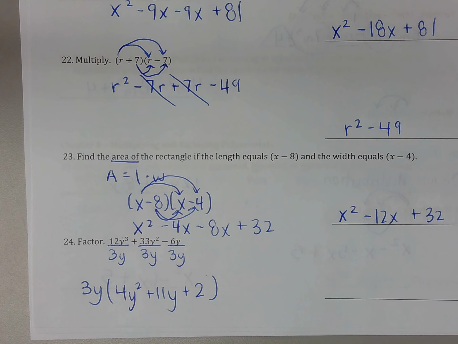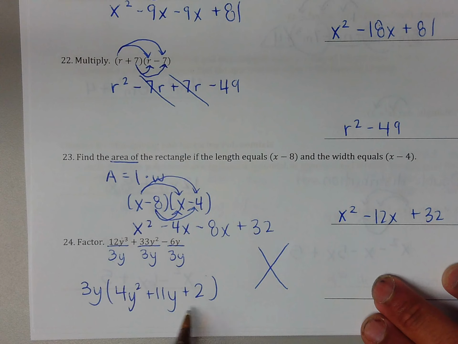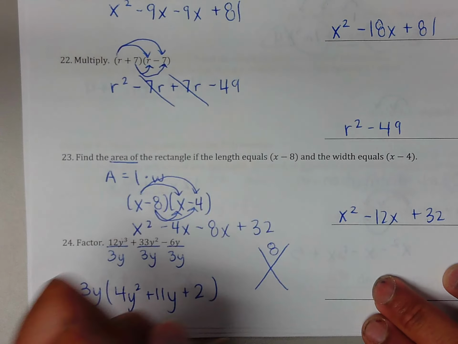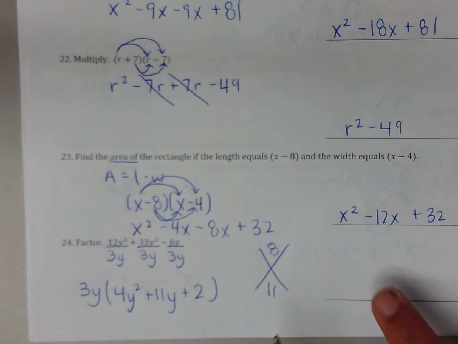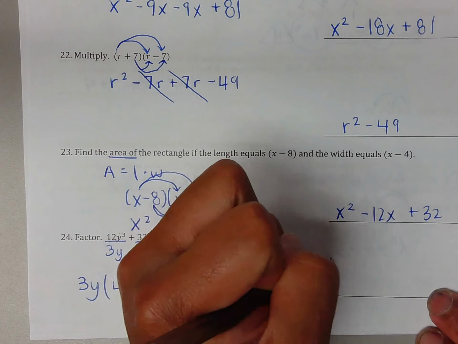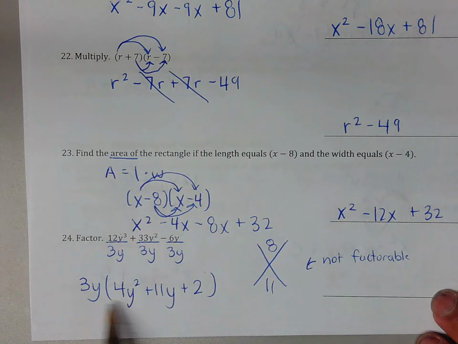So maybe some students might think, hey, wait, I thought we could factor this now. Well, if we think about this, if we want to try to factor that quadratic, we want two numbers that multiply to 8, right? 4 times 2, or 8 times c. And then adds up to 11. So this is not possible, right? We can't find two numbers that multiply to 8 and add up to 11. Yeah, not factorable. Not factorable. Right, so this is our final factored answer.